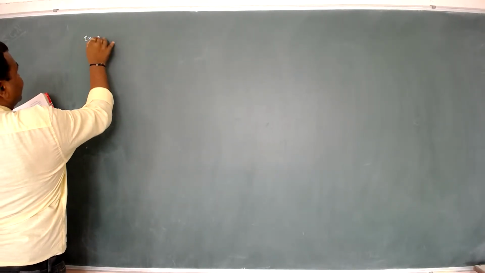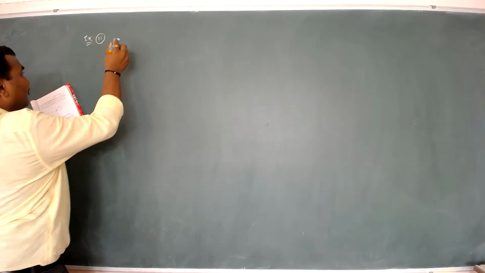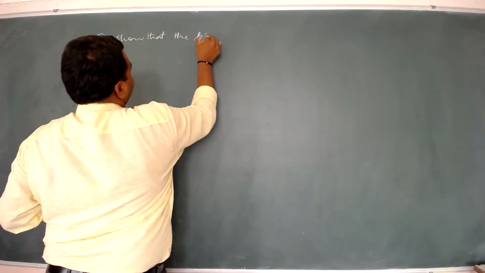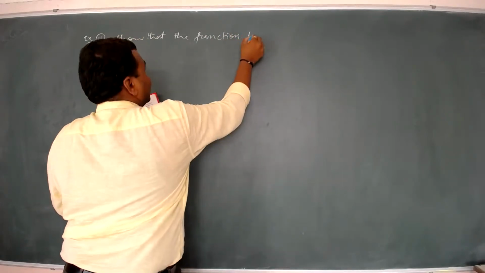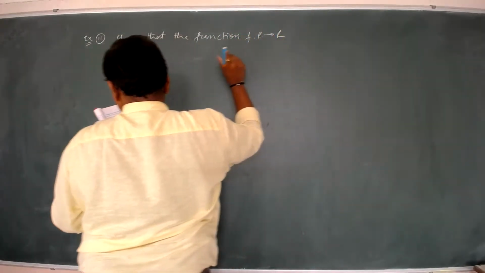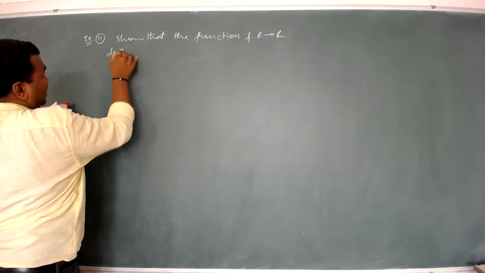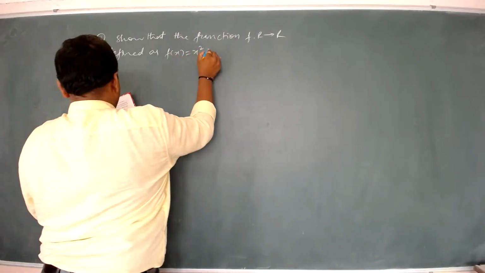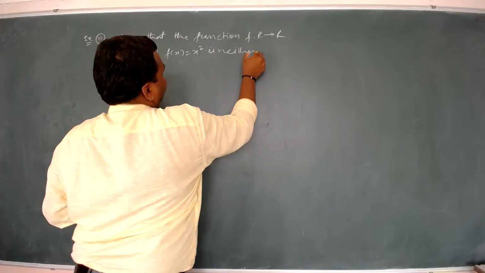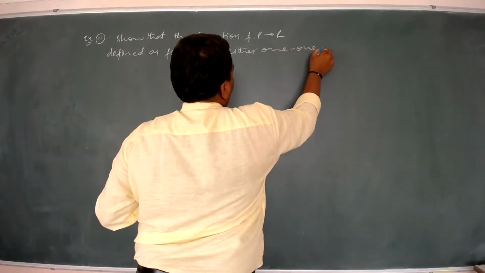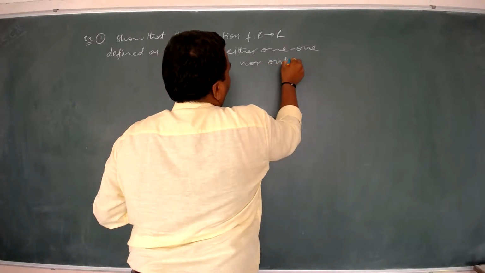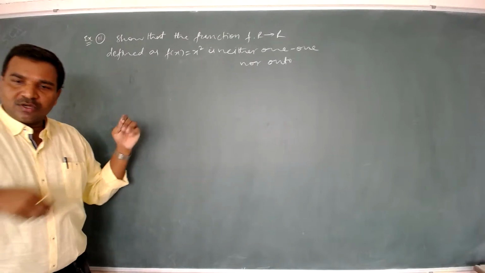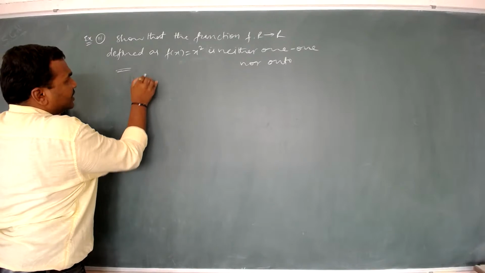For example 11, already we did this type of problem. Show that the function f from R to R defined as f of x equal to x square is neither 1-1 nor onto. Now, already we did question number 2. So the same question is given in the example also. We will do it again. See, what is the question?